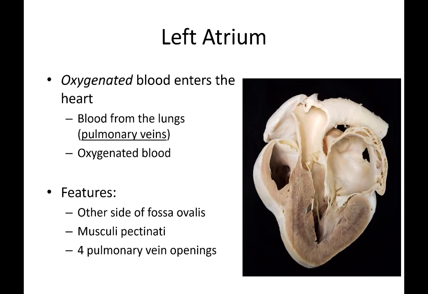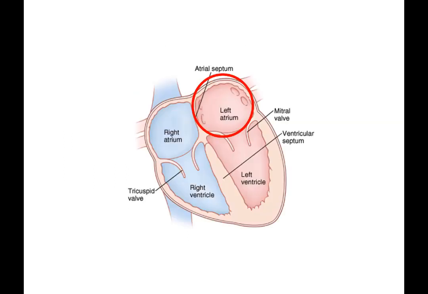On the left side, this is where we get oxygenated blood. The oxygenated blood is coming in through our pulmonary veins and enters the left atrium. Among the features within here, you also see musculi pectinati. We can see some of that right here. It essentially is the other side of the fossa ovalis, although the indentation is more prominent on the right side, and we'll have 4 pulmonary vein openings.